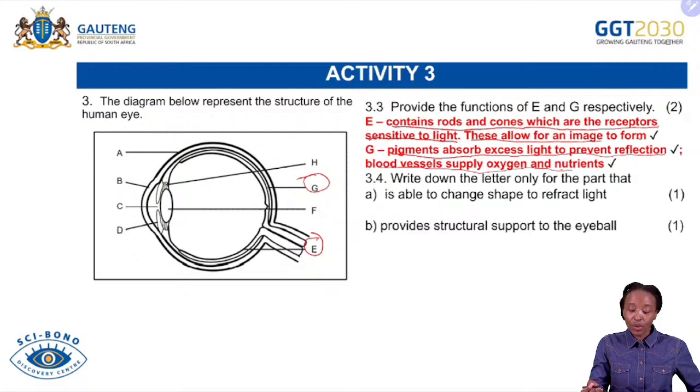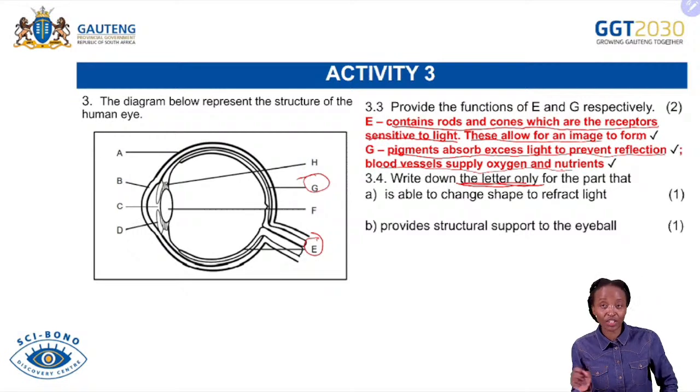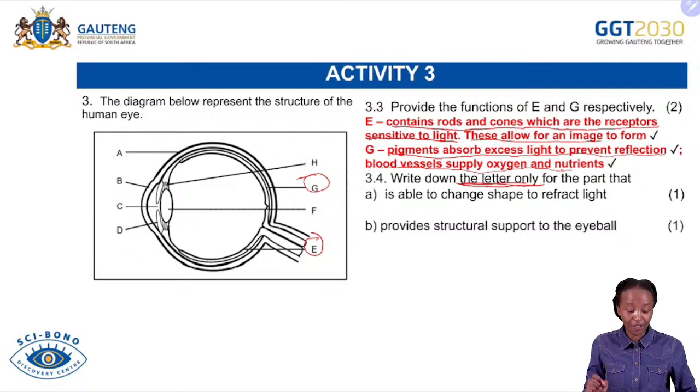nutrients. Then the next question says, write down the letter only for the part that is able to change shape to refract light. So which part did we say changes its shape so that the light is refracted? It is not the cornea, because the cornea is fixed and can't change its shape. We said the iris's only job is to control the size of the pupil. So what changes the shape is part F, which is the lens, because of the suspensory ligaments and the ciliary body, it can change its shape to refract light. So the answer should be F.